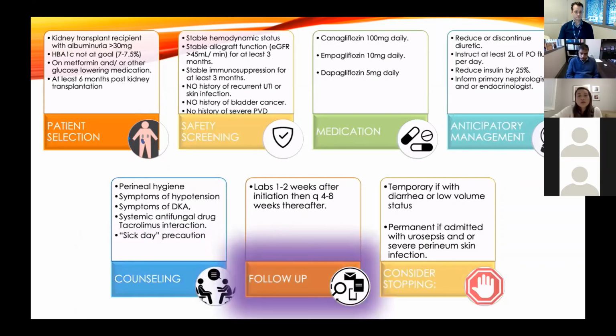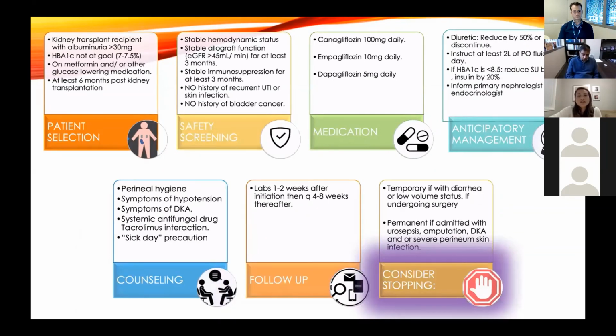For follow-up, I recommend follow-up labs about 1 to 2 weeks after initiation, then every 4 to 8 weeks thereafter. This is somewhat similar to when we're starting an ACE or an ARB on a patient. Lastly, consider stopping temporarily if the patient has diarrhea or low volume status, or if they're undergoing surgery. There's another FDA warning about undergoing surgery because of the risk of DKA. Consider stopping permanently if the patient is admitted with urosepsis, amputation, or DKA, and/or severe perineal infection.